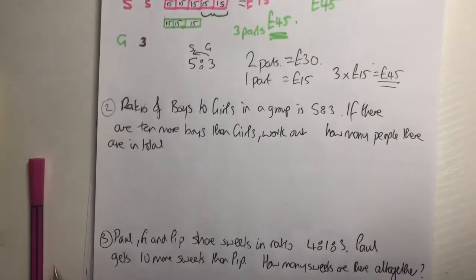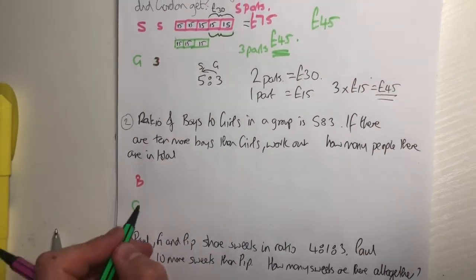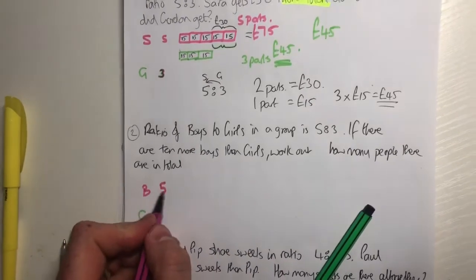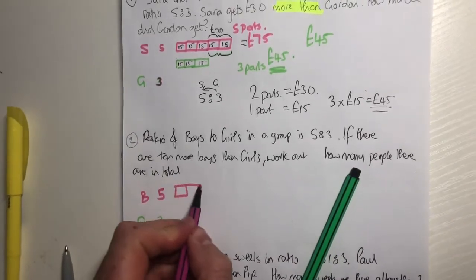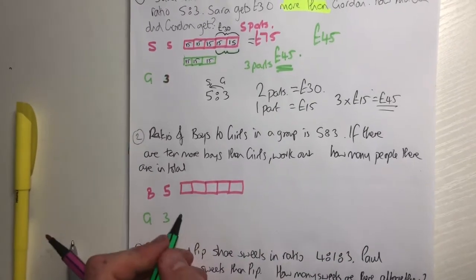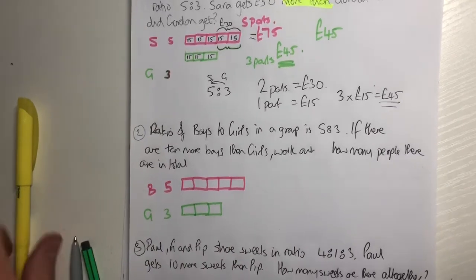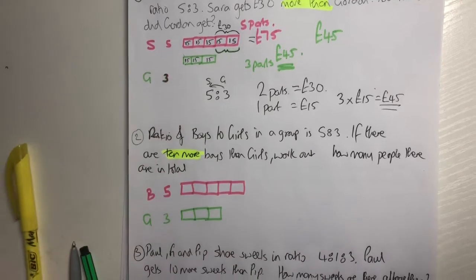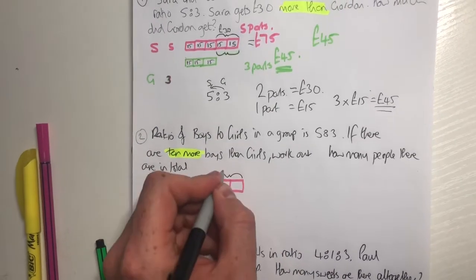So second one, let's do this in a similar way. So let's go boys and girls in a different colour. So the boys, it's got 5 parts, and the girls is 3 parts. So we're going to draw 5 boxes that are the same size, and then the girls is 3 that are the same size. And then it says if there are 10 more boys than girls, that means this bit is 10.